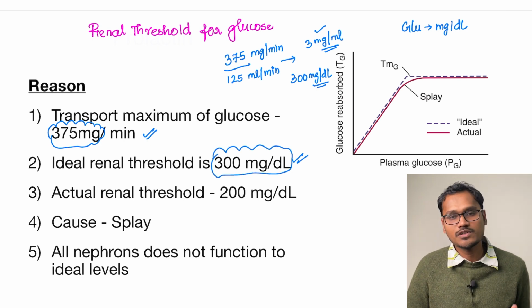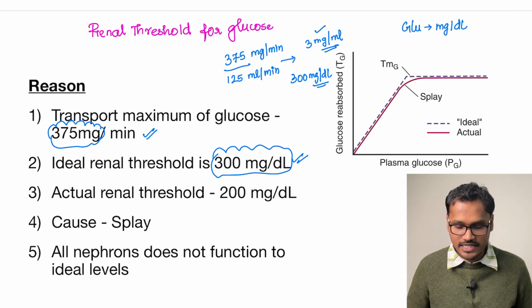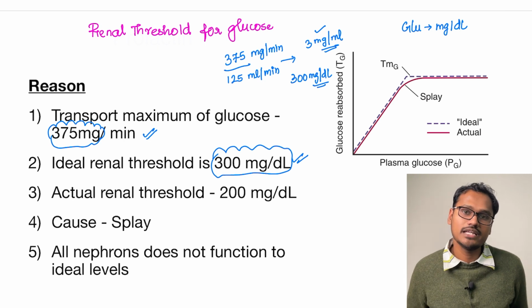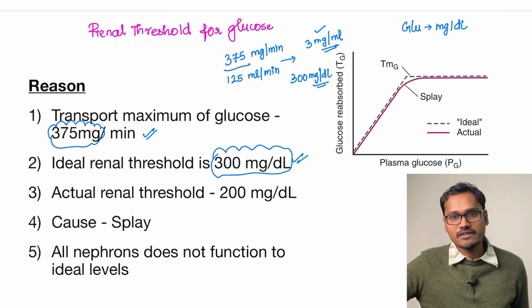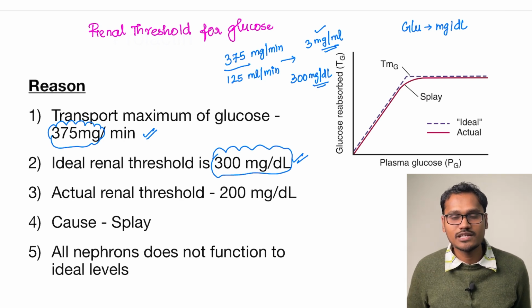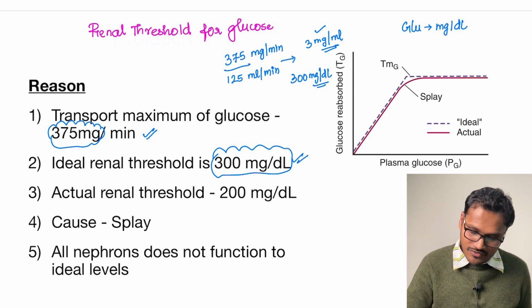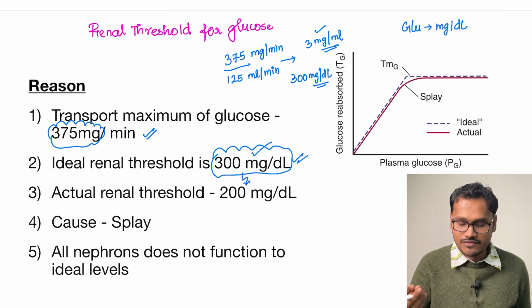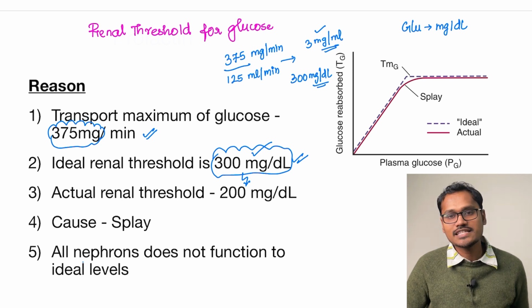So the transport maximum was 375, and we found that the ideal renal threshold is 300 milligram per deciliter. What does this mean? It means that only when the person's blood glucose level goes beyond 300 milligram per deciliter will glucose appear in the urine. But all of us know that this is not the case. Whenever the glucose level goes beyond 200, it starts to appear in the urine. So why is there such a huge difference between the original ability of the nephron and the actual functioning of the nephron? The answer is pretty simple.